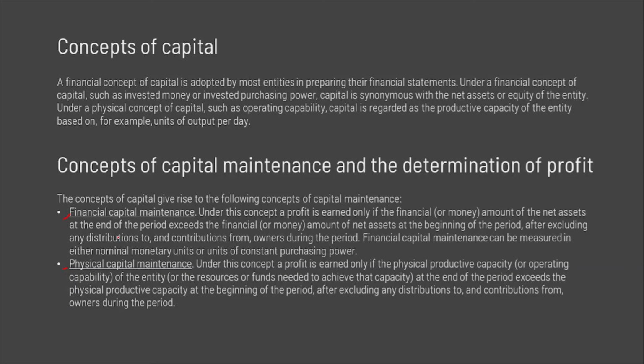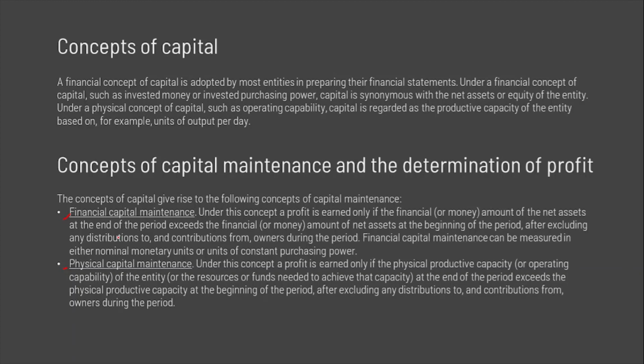Next would be your physical concept of capital. In here, capital is regarded as the entity's productive capacity, like your units of output per day. The choice of concept is based on users' needs. Thus, if users are primarily concerned with the maintenance of nominal invested capital or purchasing power of invested capital, the financial concept should be used. Whereas, if their primary concern is the entity's operating capability, the physical concept should be used. Most entities adopt the financial concept of capital in preparing their financial statements.